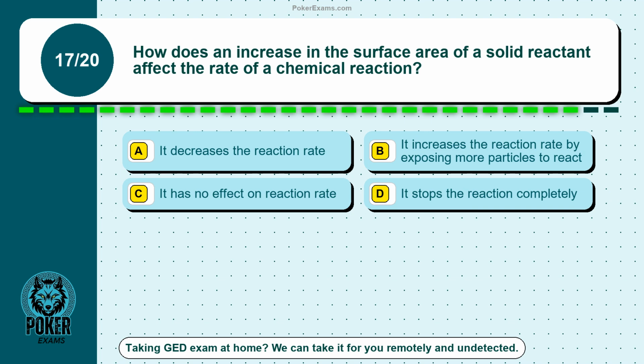Question 17. How does an increase in the surface area of a solid reactant affect the rate of a chemical reaction? Option A. It decreases the reaction rate. Option B. It increases the reaction rate by exposing more particles to react. Option C. It has no effect on reaction rate. Option D. It stops the reaction completely.